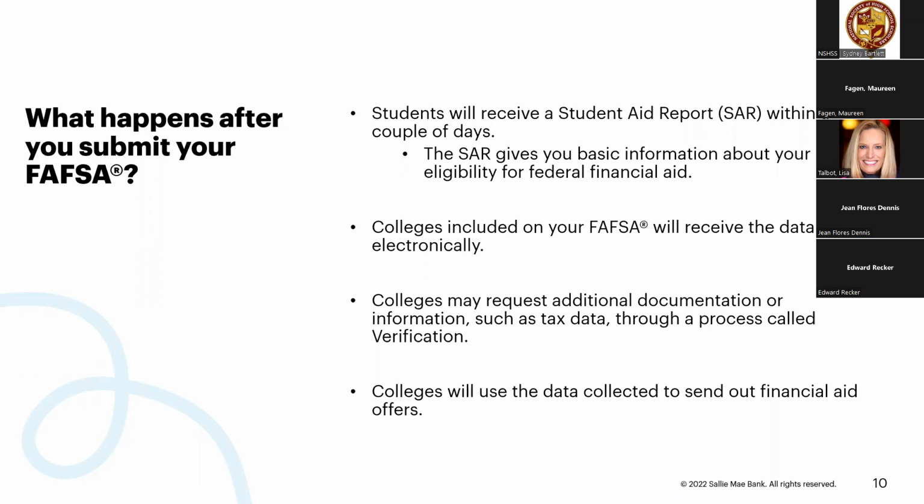Okay. So yeah, on this slide that I've been showing, the student aid report comes out in a couple of days. The college receives your FAFSA data electronically. The college may require additional documentation, and then the school will send out the financial aid offer. When it's early action or early decision, that timeline can move into the December timeframe. If it's regular decision, it's usually more in the February, March timeframe.